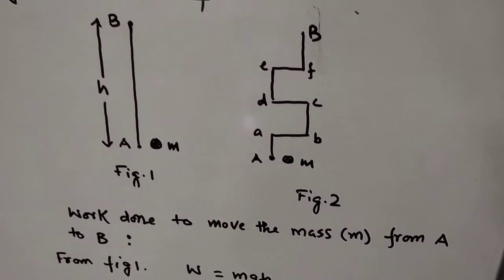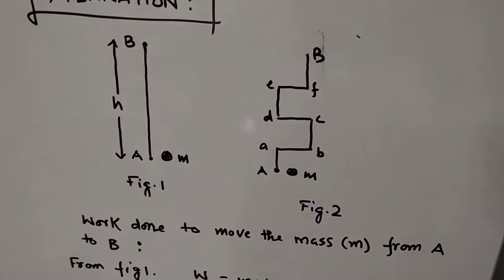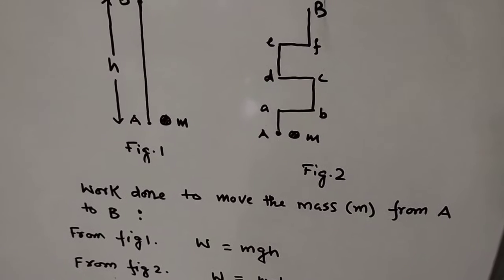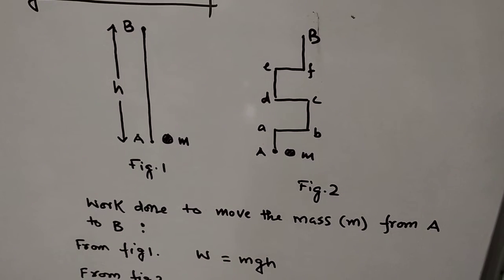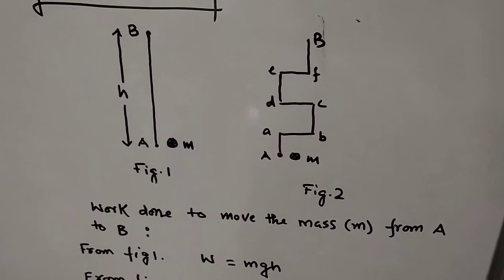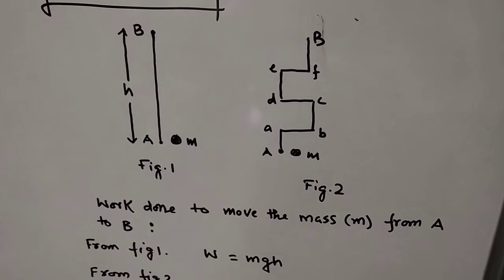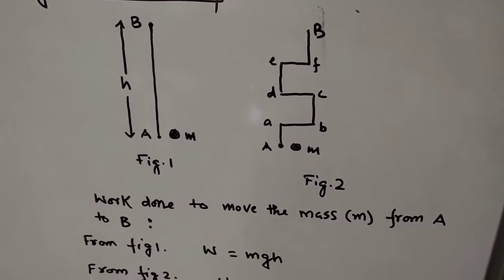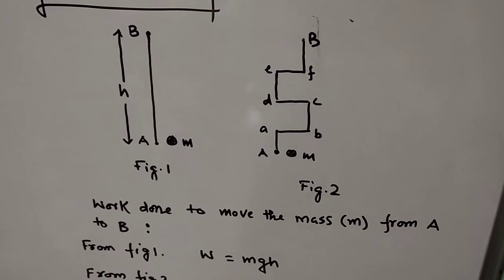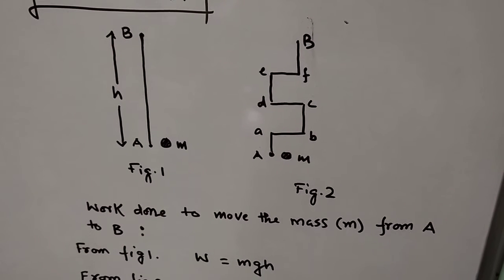Now in figure 1, the work done against the gravitational force is W equal to mgh, if m is the mass of the particle and h is the height of the position from where to where we have to take the particle of mass m.